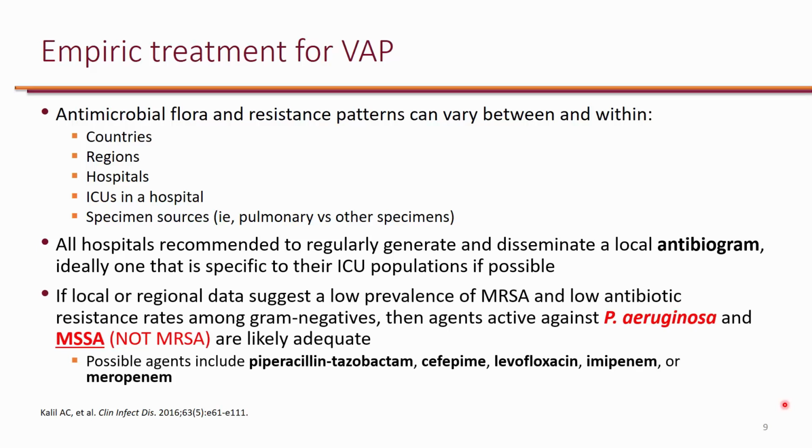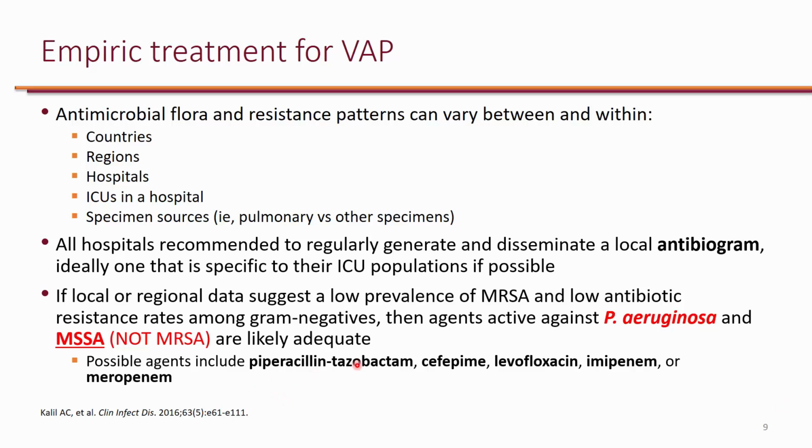Now, one key recommendation from the guideline is that while we want to empirically cover for Staphylococcus aureus, if based on the local resistance patterns it's unlikely to be Staphylococcus aureus that's MRSA, it's probably okay to just cover for MSSA instead of MRSA. Now, in the real world, I haven't really seen any physicians that would not cover MRSA in patients with VAP, but the guideline is making a point that if based on resistance patterns it is unlikely to be MRSA, it's probably okay to only target MSSA.